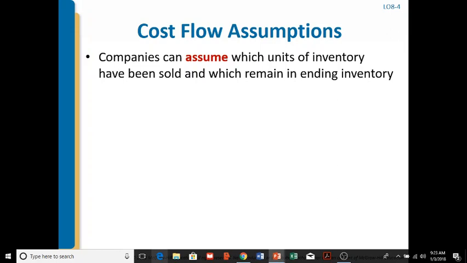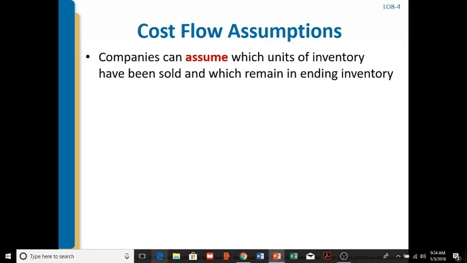Now, these are cost flow assumptions. This has nothing to do with the physical flow of the inventory. In other words, for instance, last in, first out assumes that the items sold are the last items that the company purchased, not the first items.